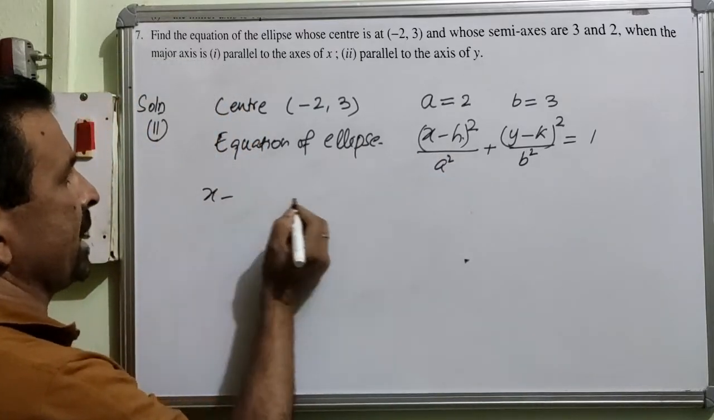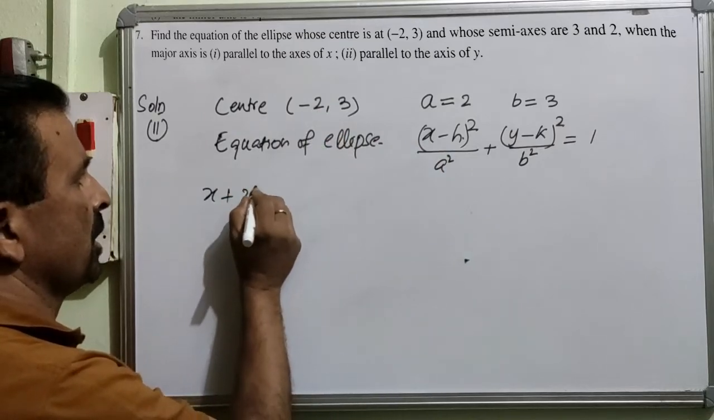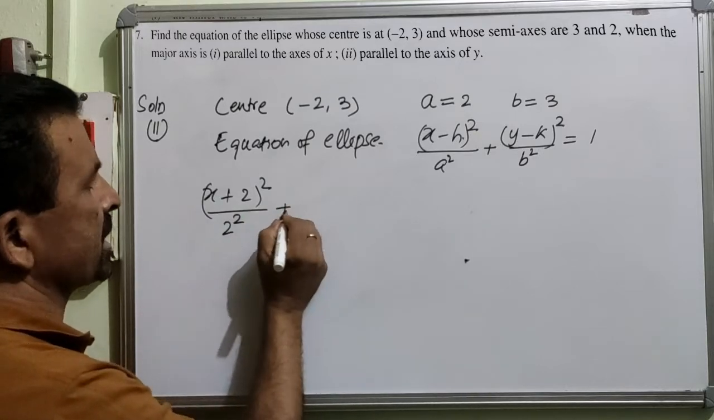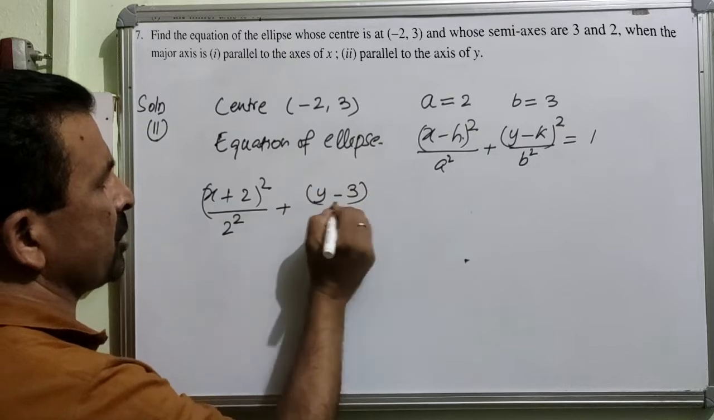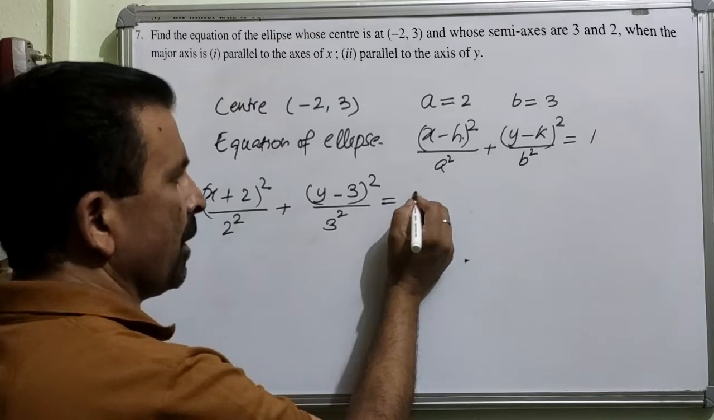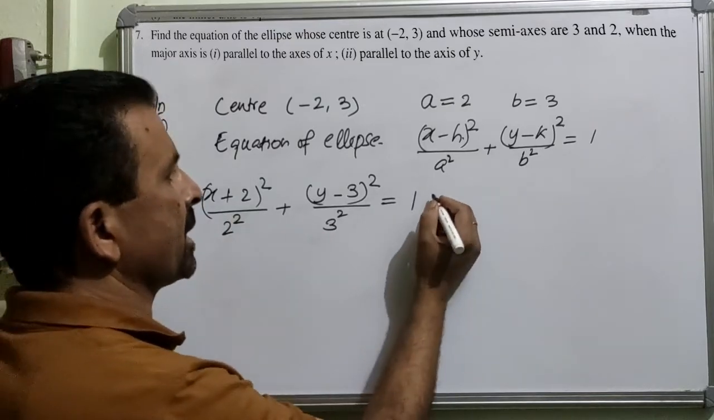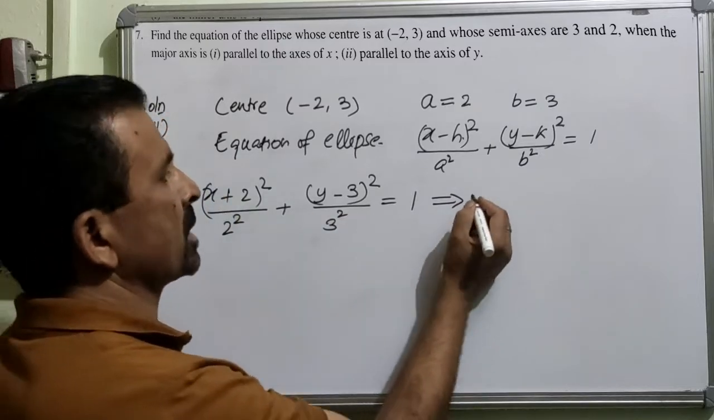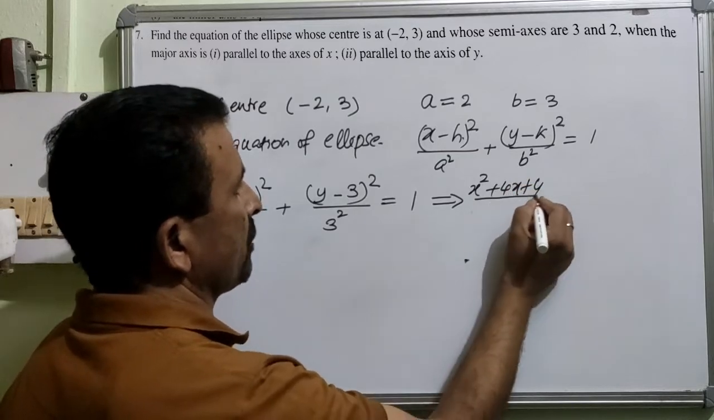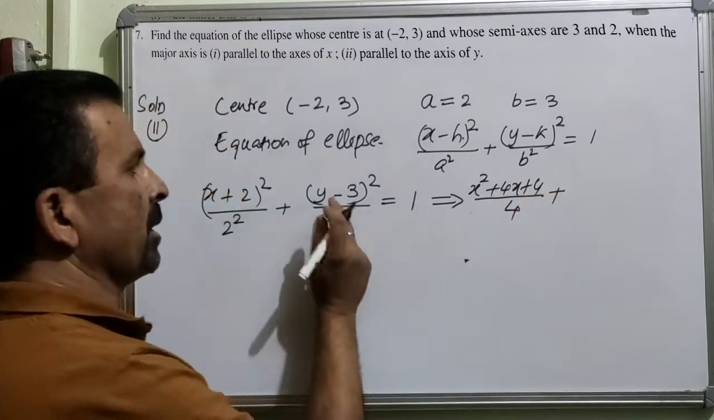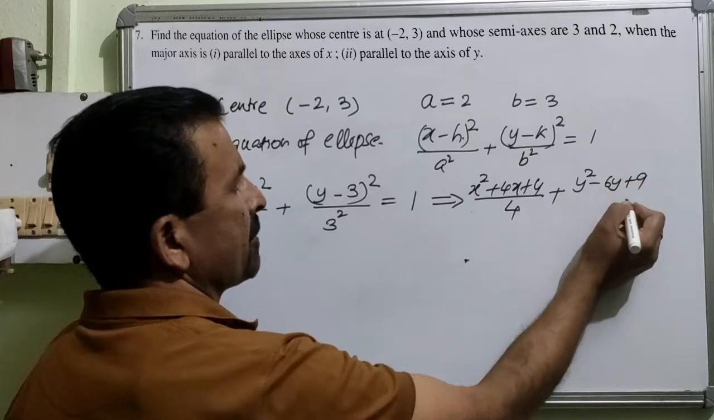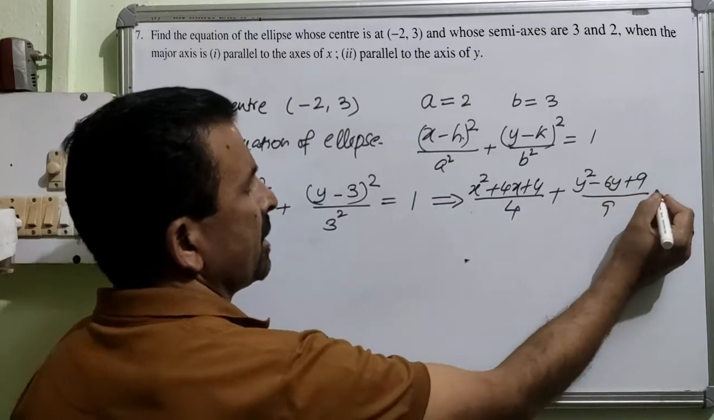So this is (x + 2) whole square over A square, that is 2 square, plus (y - 3) whole square over 3 square is equal to 1, right? Now, first of all, let us simplify the left hand side. (x + 2) whole square is x square plus 4x plus 4, and the denominator will be simply 4. This plus (y - 3) whole square is y square minus 6y plus 9, divided by 3 square, which means 9, is equal to 1.